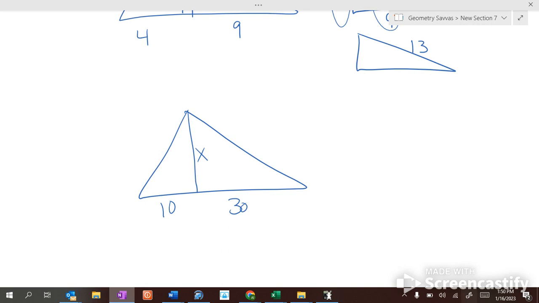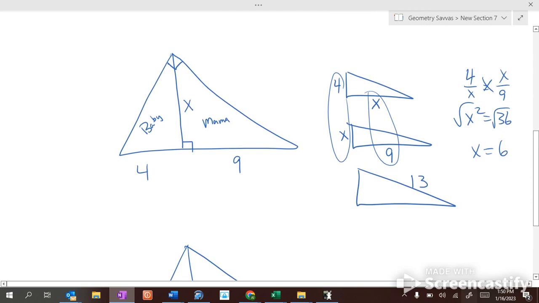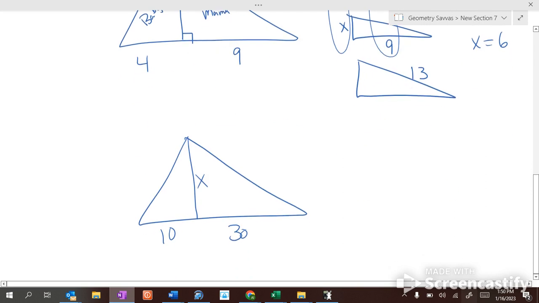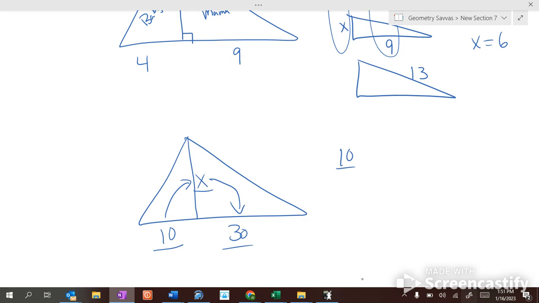Here's the shortcut. I don't have to draw a baby mama papa if I know part of the hypotenuse, the altitude, and the other part of the hypotenuse. I can use a shortcut there. My shortcut is this. This over this equals this over this. 10 over x equals x over 30. How do we solve a proportion?